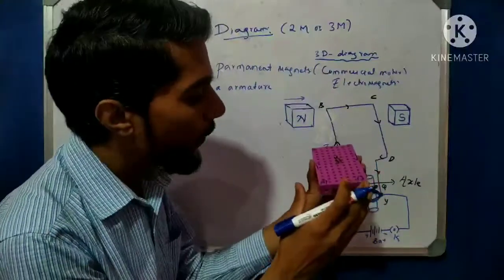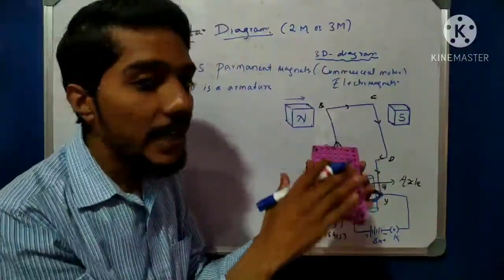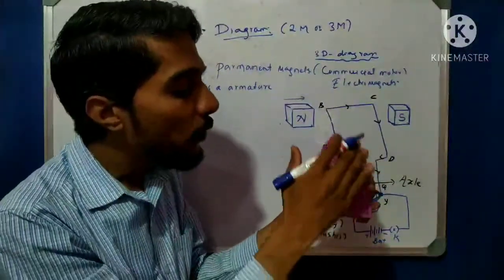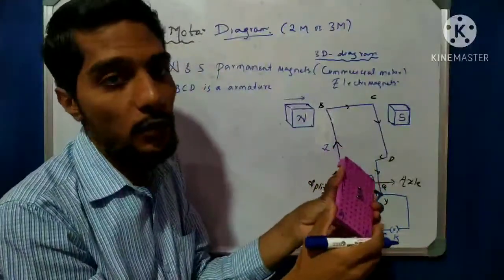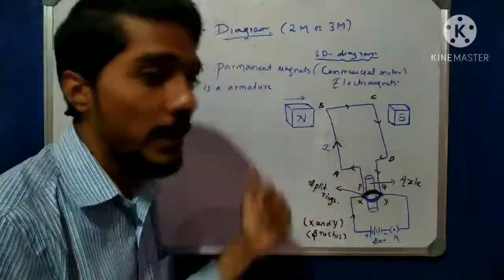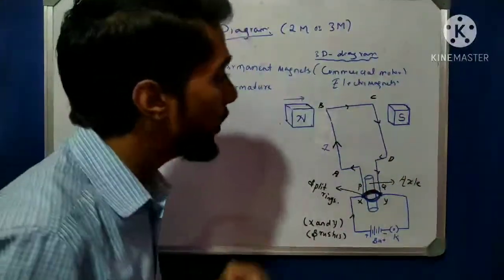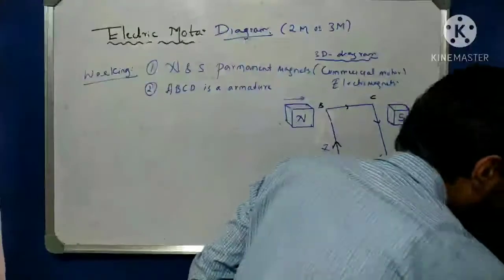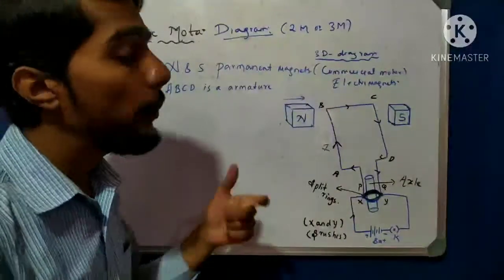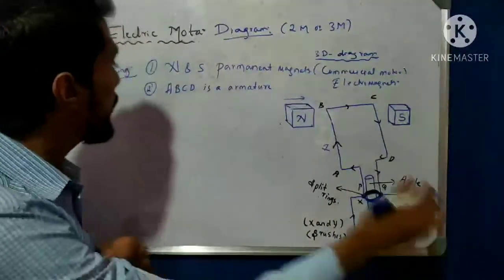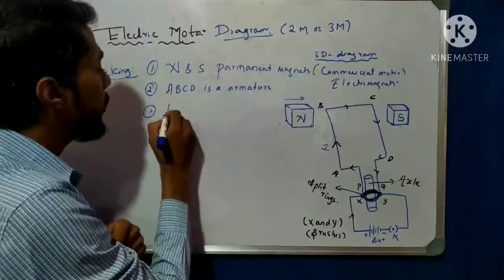So see here, whenever we observe that this conductor carrying current, when this current flows through the conductor, what happens? It experiences a force, so it starts to rotate. So how does it rotate? In which direction, anti-clockwise or clockwise? Okay. So observe here. That is found by the principle of Fleming's left hand rule.